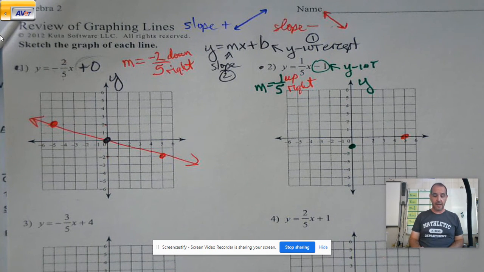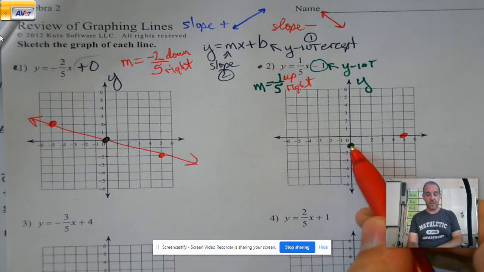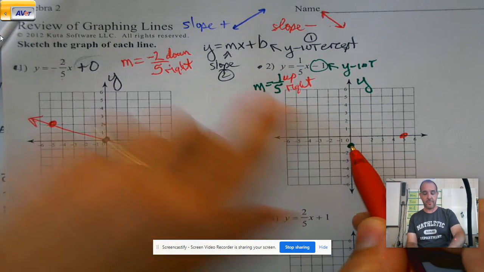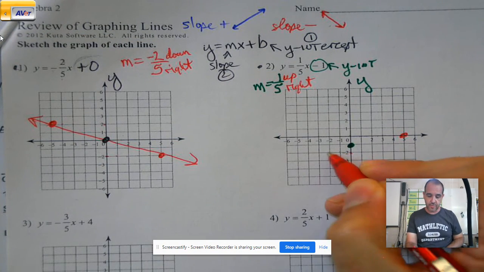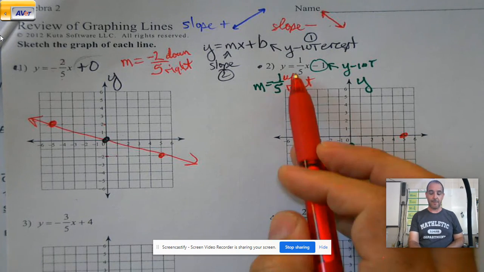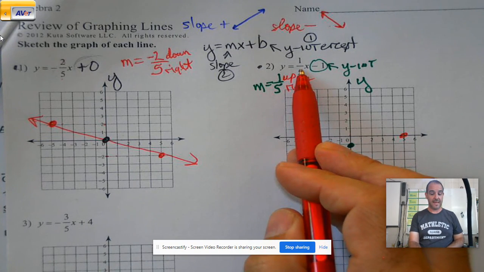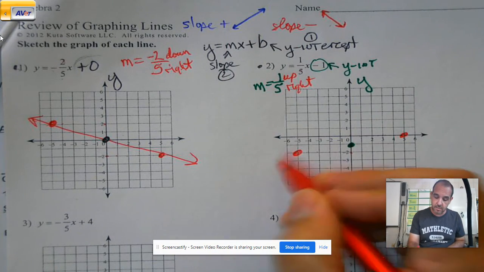So here again, if I get stuck going one way, I go back to my y-intercept and I just do the opposite. So I'm going to go 1 down and 5, 1, 2, 3, 4, 5 left. I look, it's a positive slope, +1/5, which means my graph should be going up to the right, and it does.